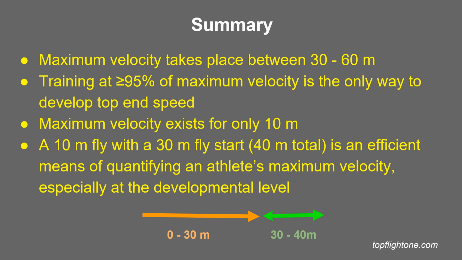Next key point, maximum velocity exists for only 10 meters. So again, if you're not hitting max velocity because you're not sprinting at greater than or equal to 95% of an athlete's top end speed, if you are going outside of the maximum velocity zone, then you're doing something different than training speed.